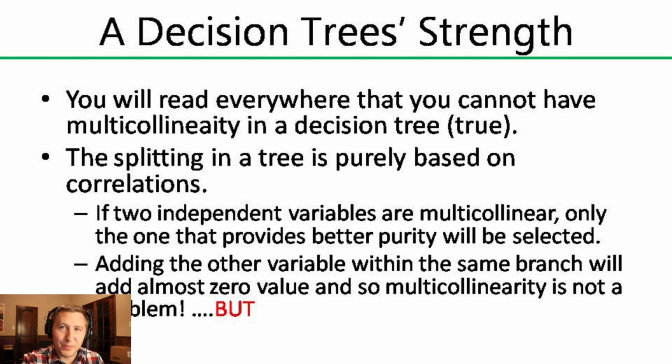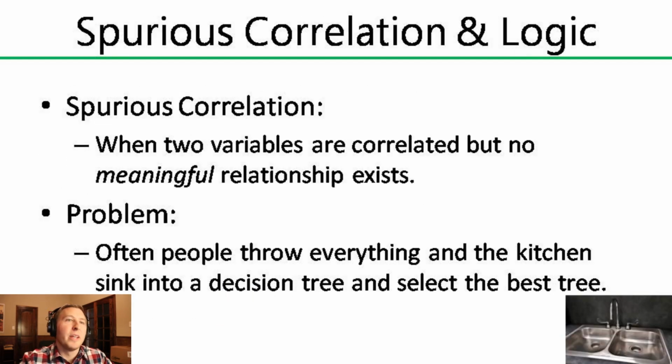But the big problem with this, okay, is that you can have spurious correlation and logic here. So what do I mean by this? Spurious correlation applies to general regression and general modeling. Spurious regression is typically used within time series. Spurious correlation is just a general concept and idea. It's when two variables are correlated, but no meaningful relationship exists. So the big example they always give in school is, when ice cream sales go up, murder rates go up.